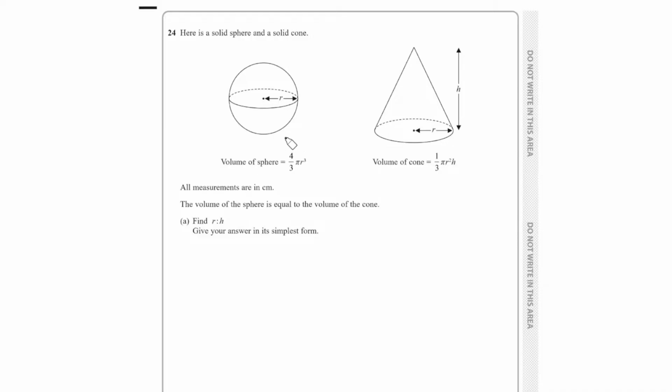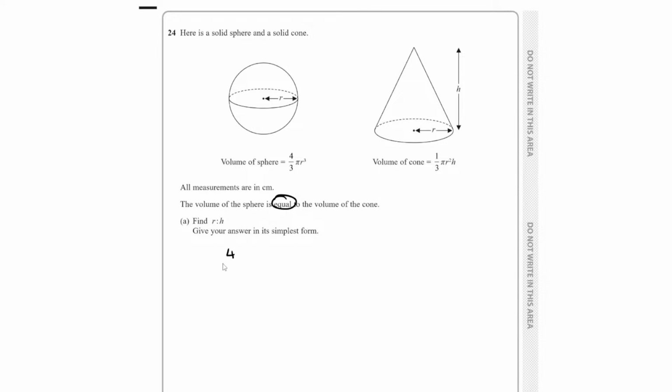So the volume, they've obviously given you the formula. You don't need to know any formulas if they're not prisms. So these are not prisms. Don't need to memorize that. They will give you both of these formulas. Same with surface area, by the way. So you've got the volume of the sphere, volume of the cone. All measurements are in centimeters. The volume of the sphere, they've said, is equal to the volume of the cone. We need to find a ratio. So I'm going to start with this first sentence here. The volume of the sphere is the same as the volume of the cone.